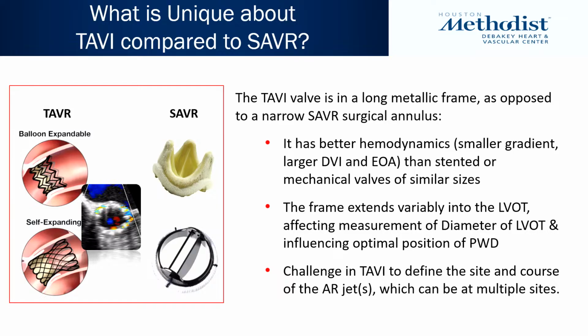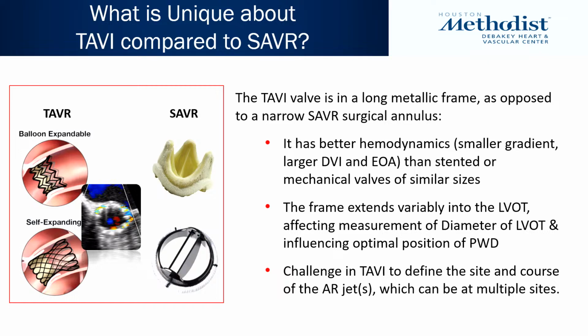So it has better hemodynamics, just like we talked about. So DVI is larger, effective orifice area is larger. The frame extends variably into the LV outflow tract, affecting measurements of diameter in that area and positioning of your sample volume.